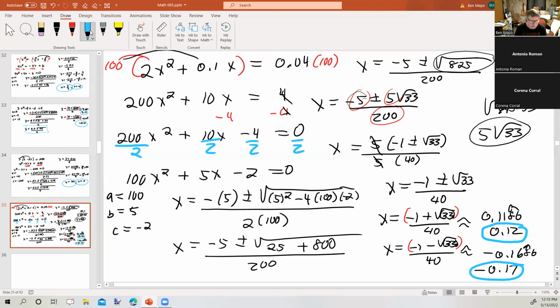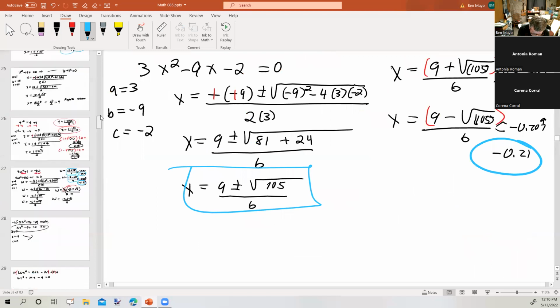All righty, so there you have it. Again, work on memorizing the quadratic formula. There's a wonderful song to help you memorize it.